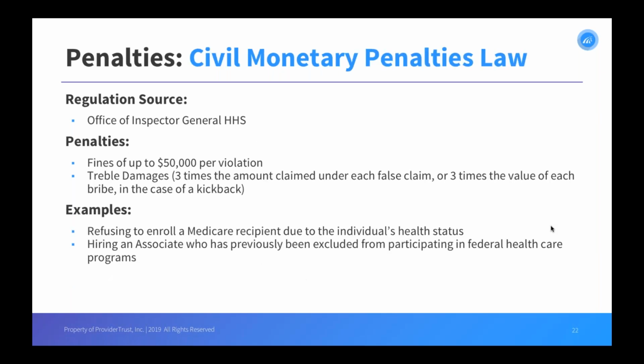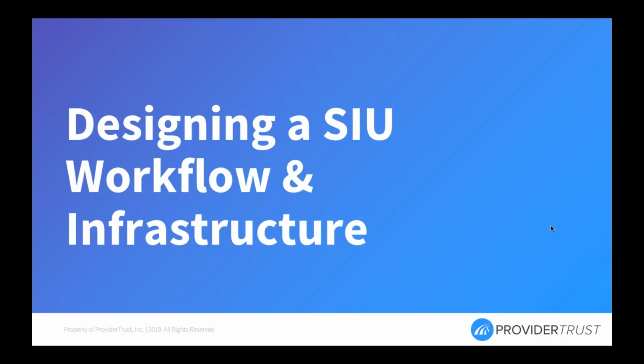And then the last one is just CMP law. So again, regulation sources, the Office of Inspector General. Penalties, fines of up to $50,000 per violation. Treble damages, 3 times the amount claimed, or 3 times the value of each bribe in the case of a kickback. And then examples of these are refusing to enroll a Medicare recipient due to the individual's health status, or hiring an associate who has previously been excluded from participating in federal healthcare programs.